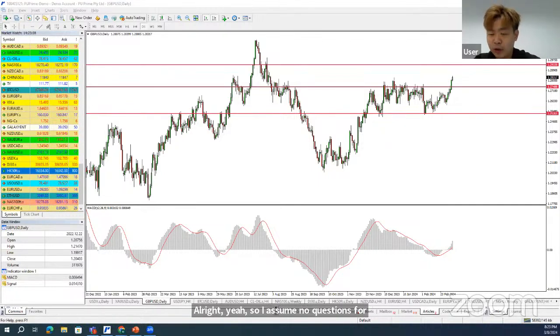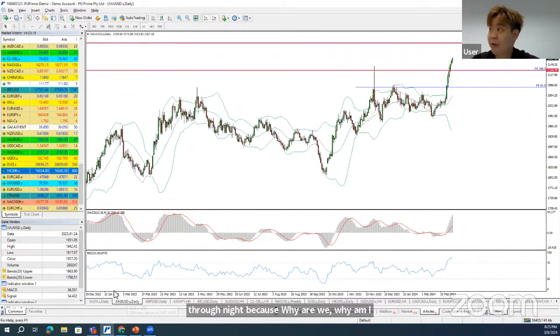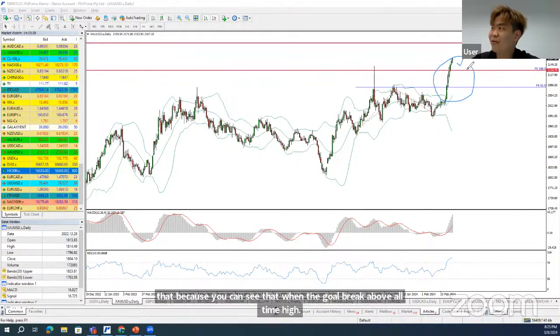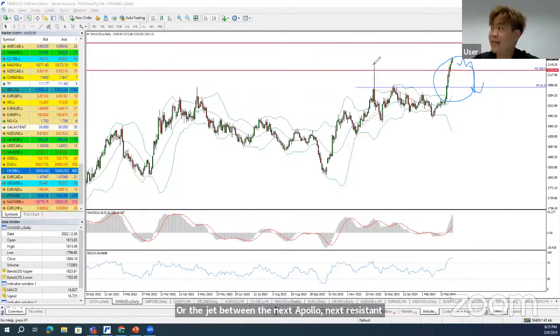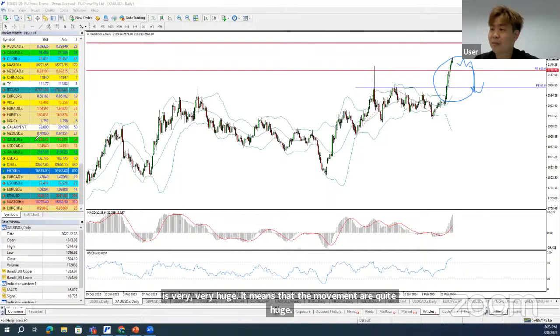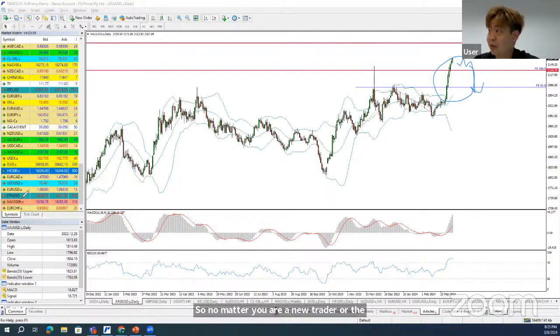Please note that for new traders, you need to be extra careful, especially for the NFP movement tonight. Why do I keep mentioning this? Because I'm quite worried about all of the new traders. You can see that when gold broke above the all-time high, the gap between the next support level and next resistance level is very, very huge. It means that the movement can be quite huge. So no matter whether you are a new trader or an experienced trader, you also need to be more careful. Okay.